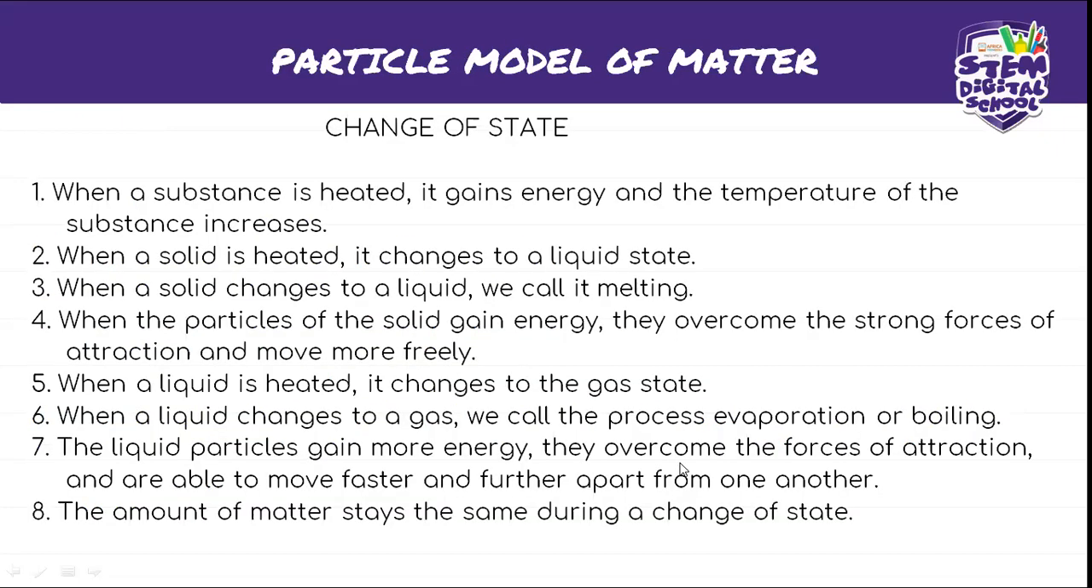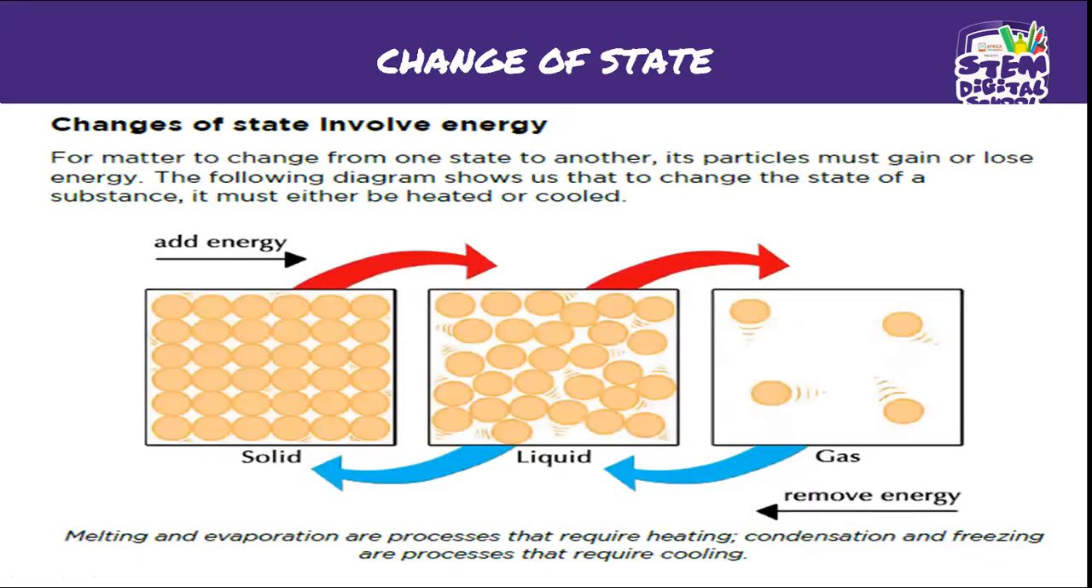Let's go to the next. Then we looked at what? Change of state. So we said substances can also change state, but it involves what? Energy. For matter to change from one state to another, its particles must gain or lose energy. The following diagram shows how to change the state of a substance. Energy must either be added to heat it or removed to cool it.